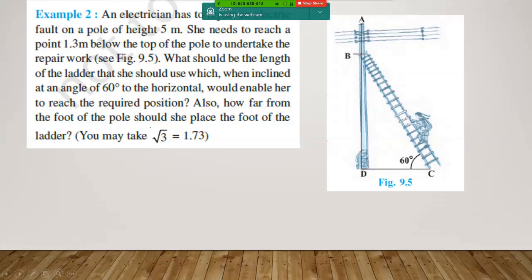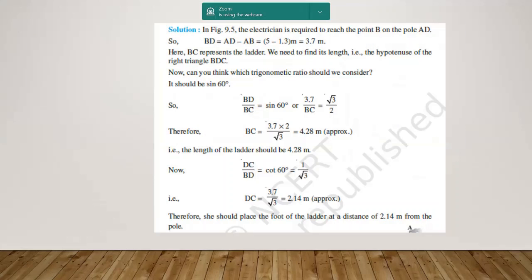Now, ideally speaking, here root 3 is given. They have rounded it up to 1.73. So which value should we use now? Again, what is sine? Sine 60. Yes, because sine 60. What is sine 60? How much is sine 60? AB upon AC. What is the value of sine 60? Root 3 by 2. Root 3 by 2. Perfect. So here that's what we calculated, 3.7.